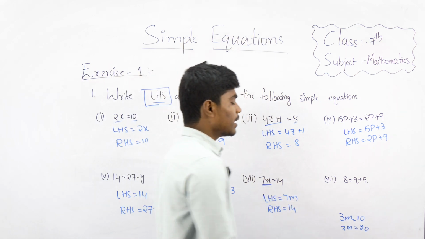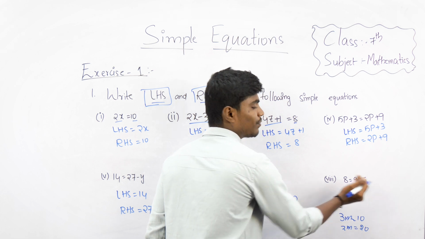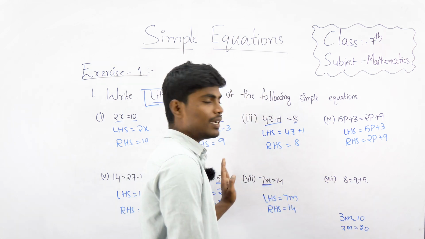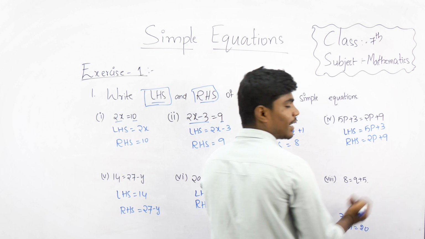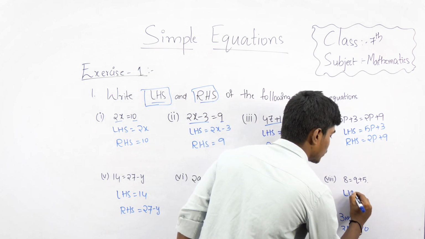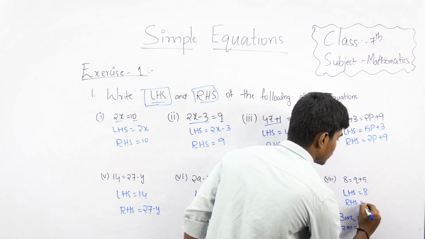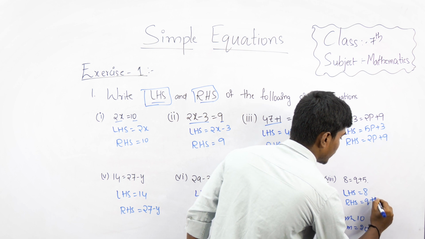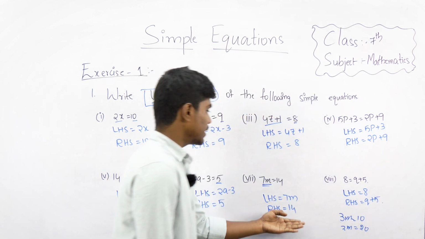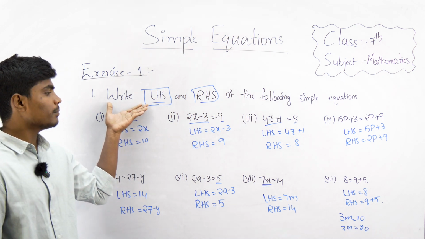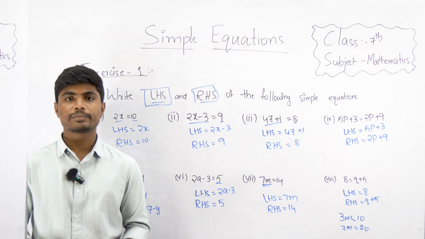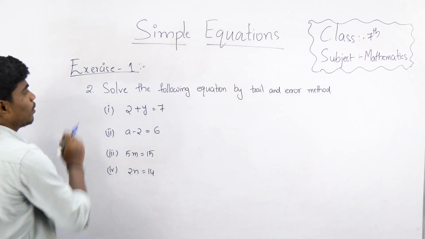Now the last one, 8 = q plus 5. 8 is on the left hand side, q plus 5 is on the right hand side. So LHS = 8, RHS = q plus 5. Okay, this is the solution for the first problem. Now we move to the second problem.